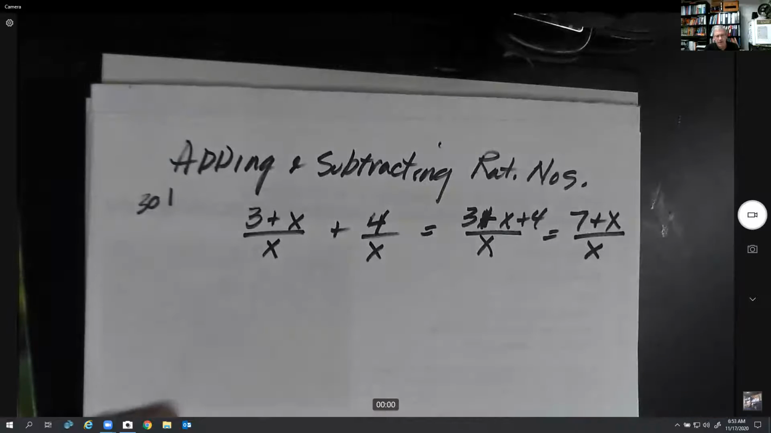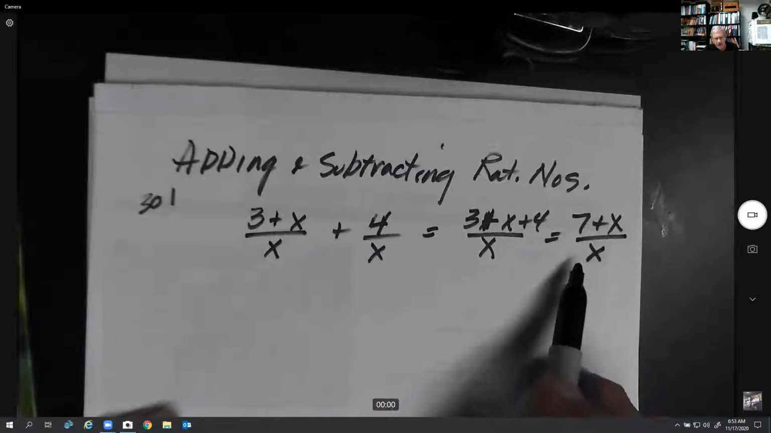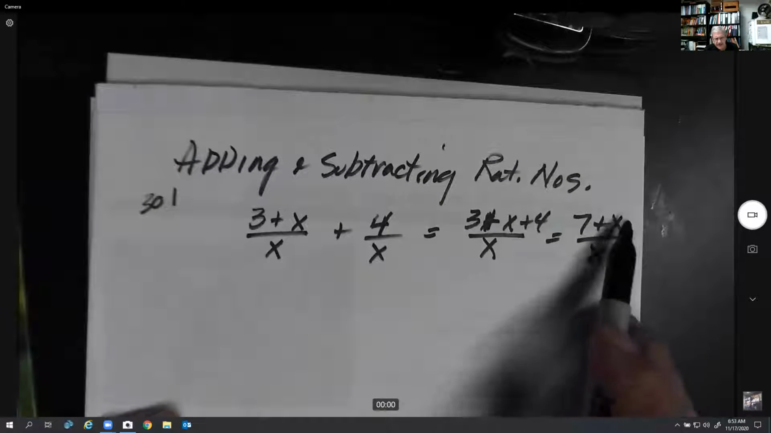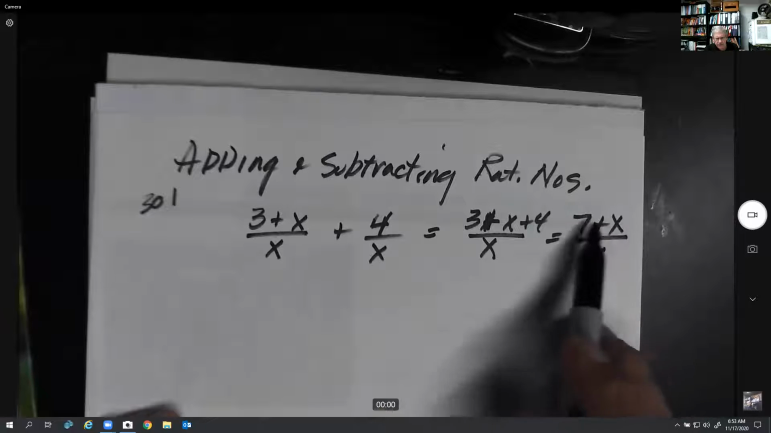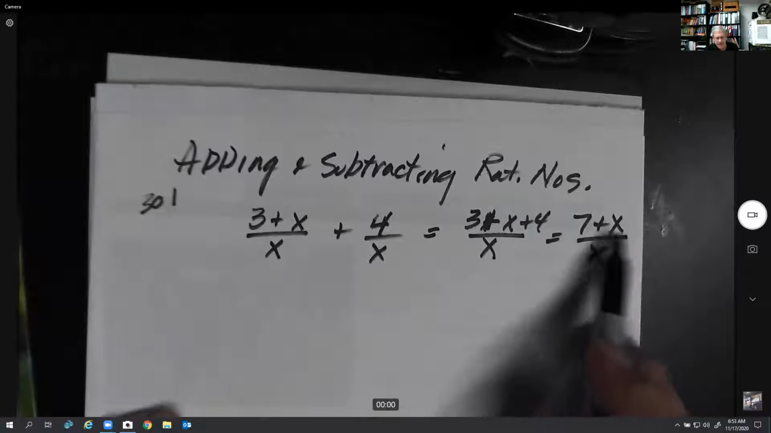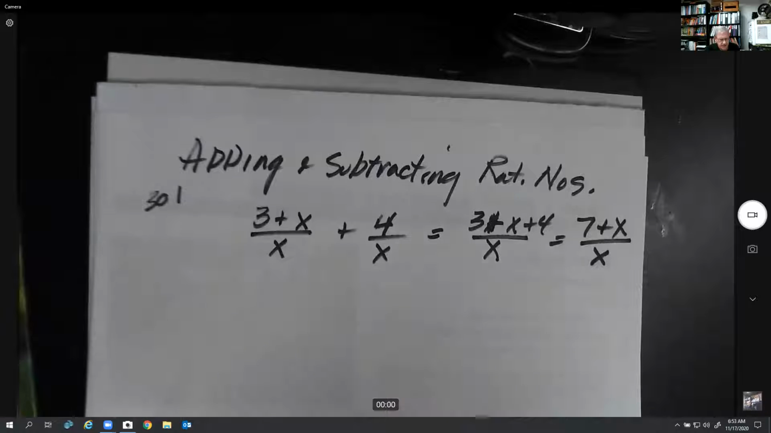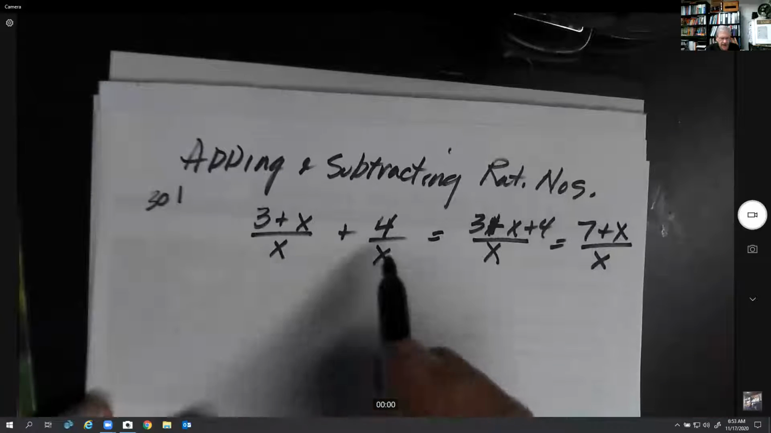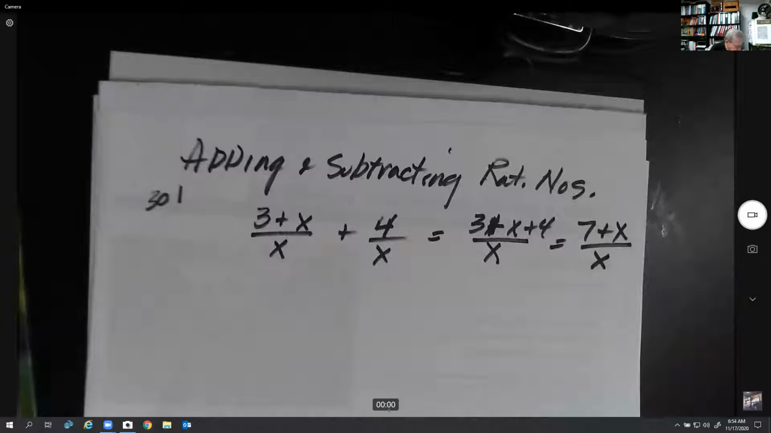The main thing you don't want to do when you get through with this is cancel off these x's. You can only simplify a 7 plus x with a 7 plus x. So you're basically done. If the denominators are the same, it's simple. But if the denominators aren't the same, that's where the fun begins. So let's take a look and see what we can do. And of course, when you get through, you want to try to reduce if possible. But if it's not possible, you don't have to worry about it.